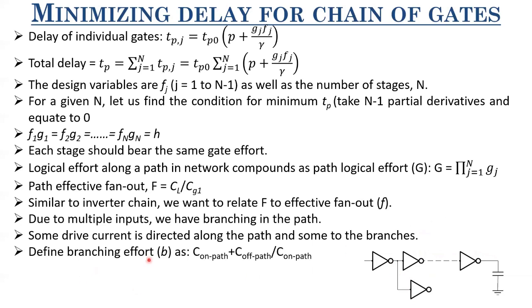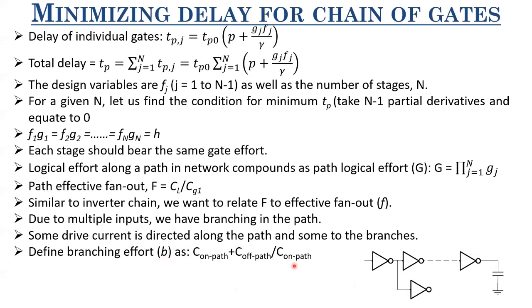This branching effort B is simply defined as C on path plus C off path divided by C on path. So here, what is your C on path? C on path is simply the gate capacitance of this inverter. What is your C off path? C off path is simply the gate capacitance of this inverter. So what exactly is your B? B is 2, right? If we consider that these are identical. So this B is 2.